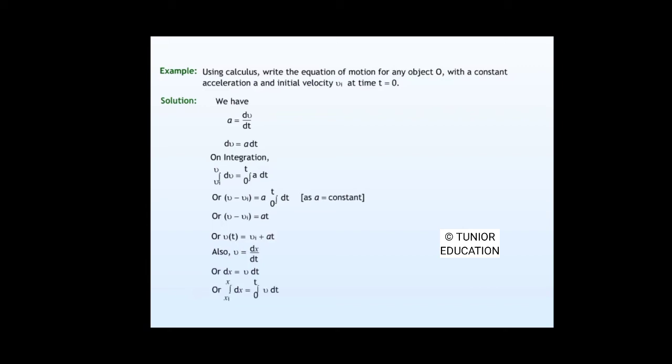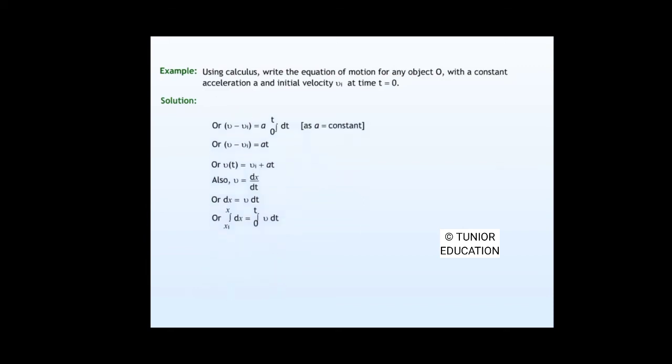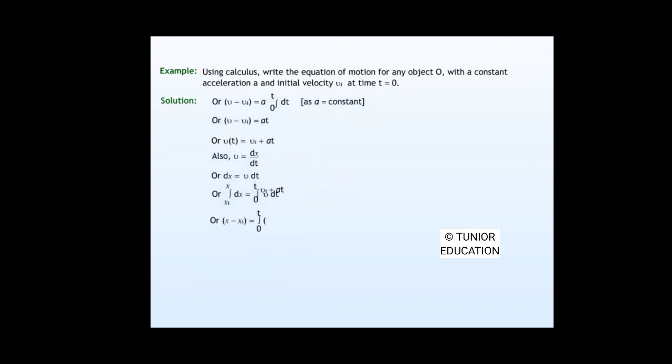Also, v equals dx by dt, or dx equals v into dt, or integral dx from xi to x equals integral v dt from 0 to t, or x minus xi equals integral of (vi plus at) dt from 0 to t equals vi t plus at square by 2, or x equals xi plus vi t plus half at square.